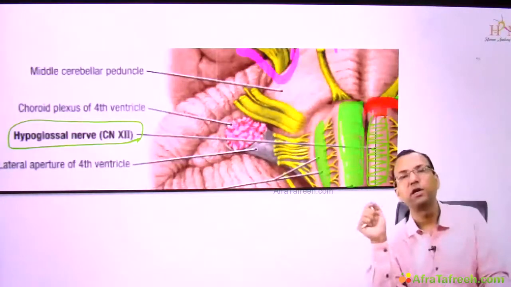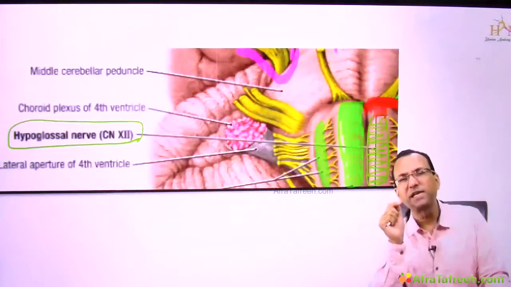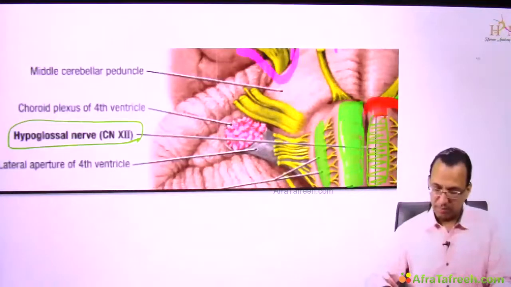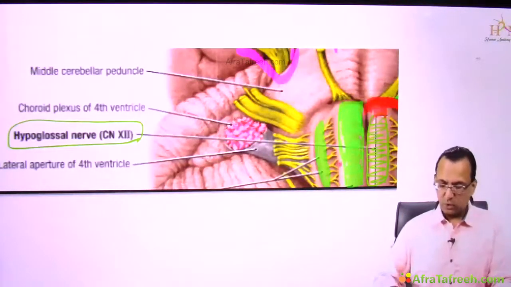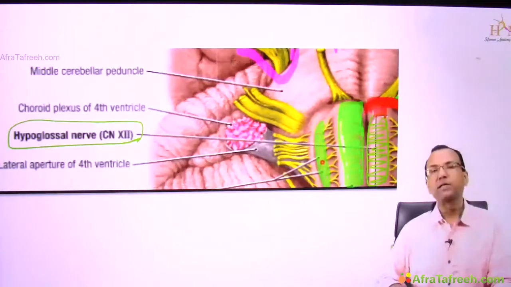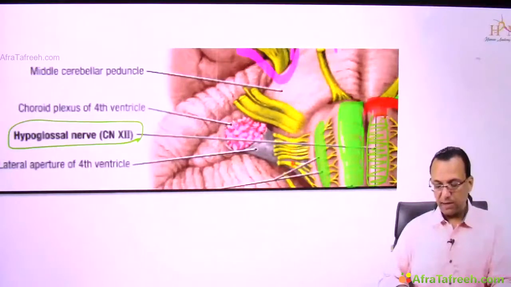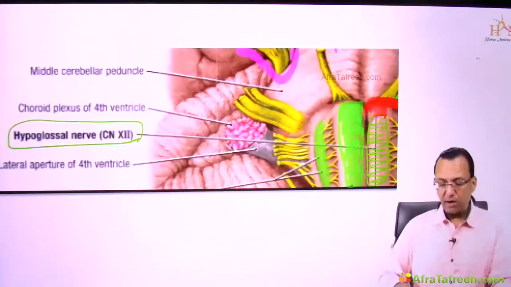Actually, you should know the sequence. Which is the most anterior structure in the medulla? The pyramid. What is after that? The 12th nerve. What is after that? That is the olive. And what is after that? The number 9, 10, and 11 behind the olive.